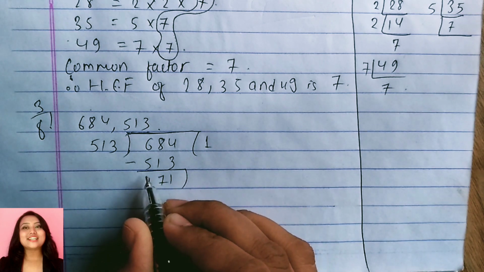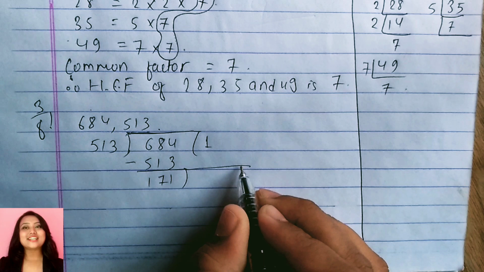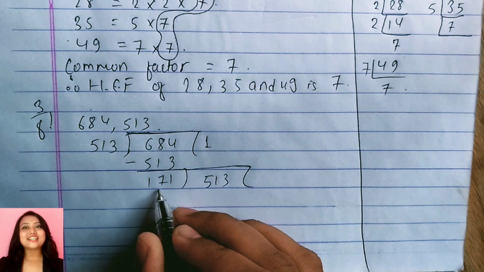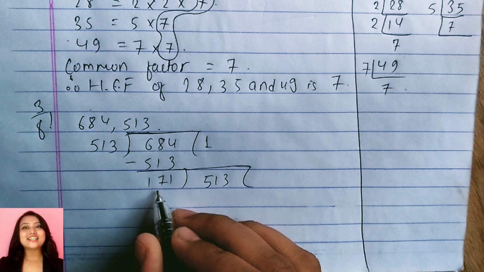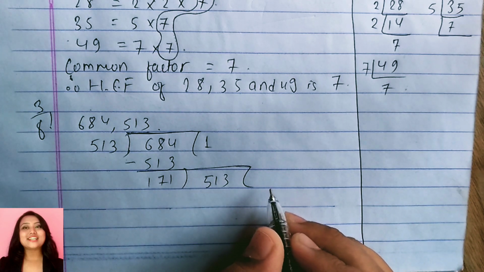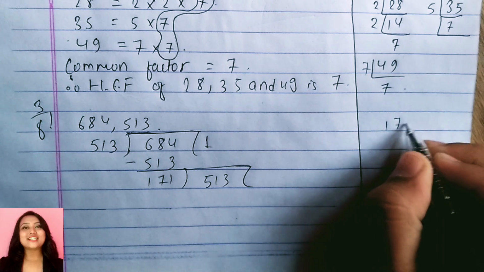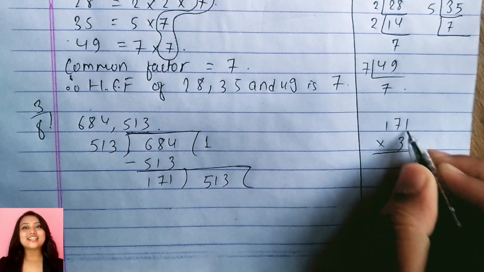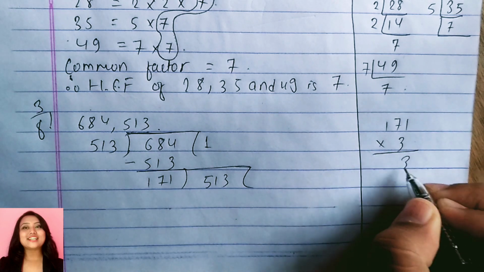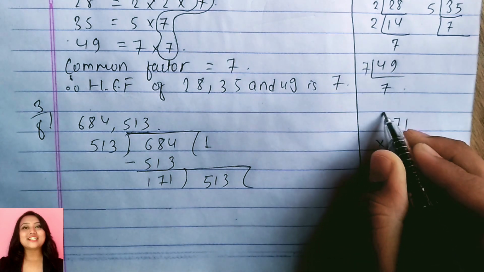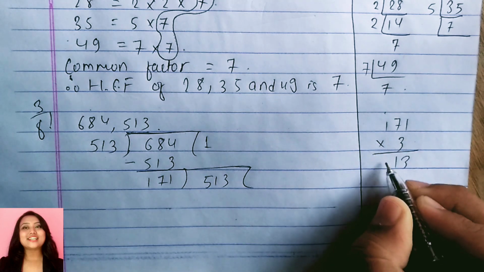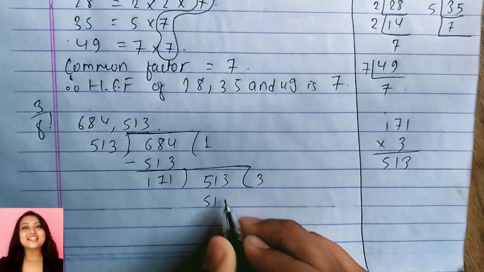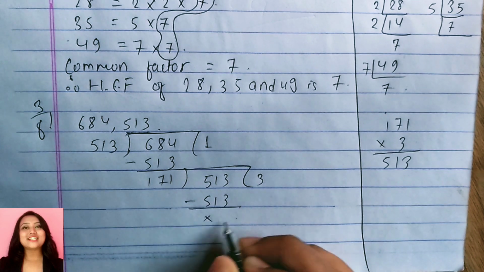This first remainder will now divide the first divisor. So the first divisor is 513. How many times will 171 go into 513? Let's try with 3. 3 ones are 3, 3 sevens are 21, 2 will be carried over. 3 ones are 3, plus 2 is 5, 513, exactly 513. So 3s are 513 and the remainder will be 0.